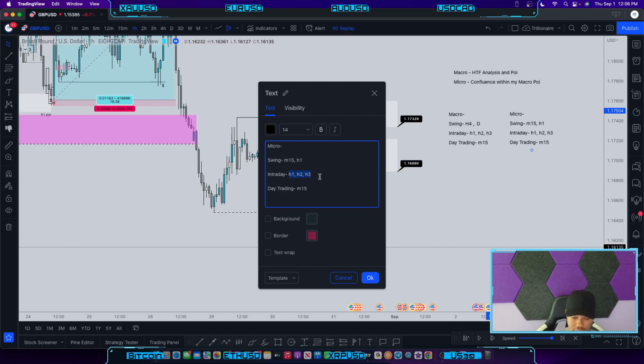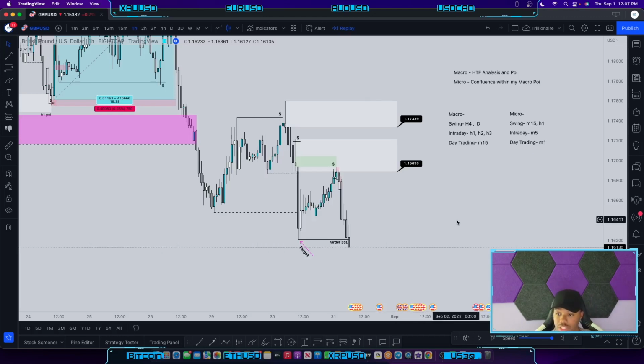For intraday, you're going to look at reactions on the M5, and then for day trading, you're going to look for reactions on the M1. So let's just make sure that you all have a clear understanding of how we pair these time frames up before we actually get into the breakdown.